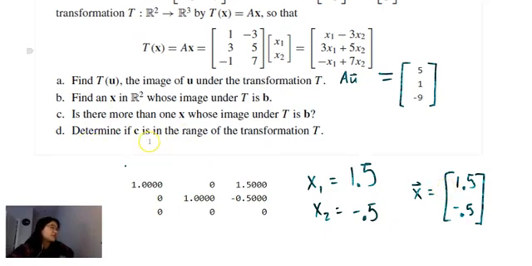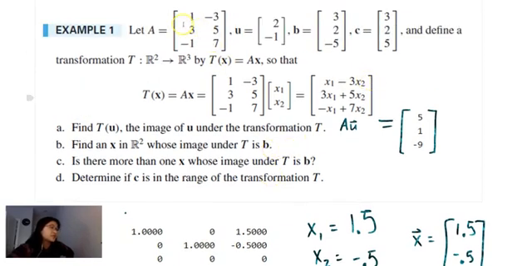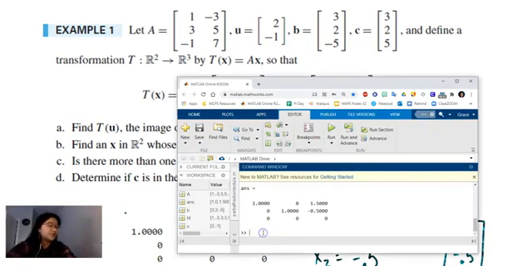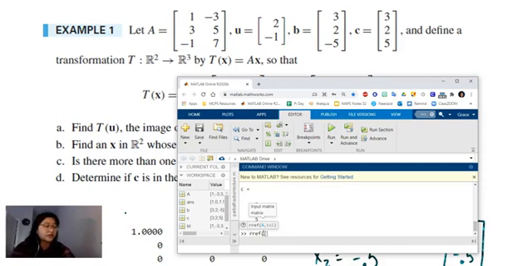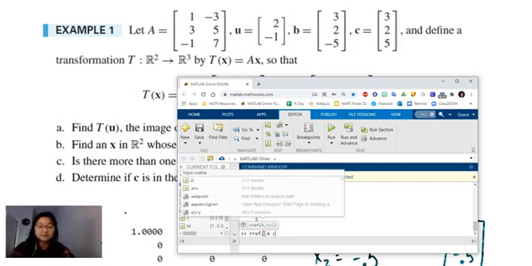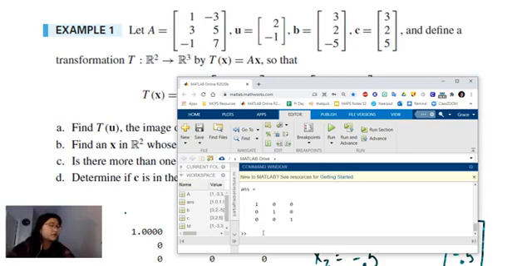And then determine if c is in the range of our transformation T. So I think we need to do something similar with the c that we have here. And let's try that in MATLAB as well. So just like before, we're going to take our c, which is 3, 5, and transpose that. And then we're going to row reduce the matrix A c, and then we get that.